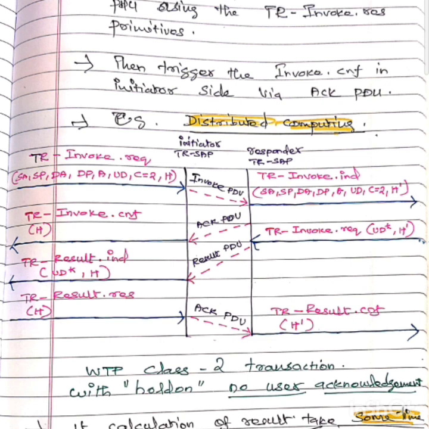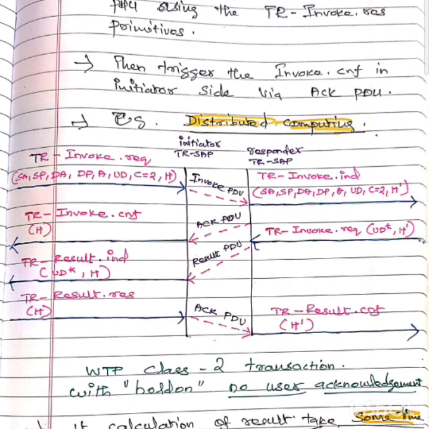With user acknowledgements we have one problem, because the responder side user takes time to process the request. Calculation of the result takes some time. So the initiator holds on to prevent retransmission of the invoke PDU. If it takes a long time, what will happen? The receiver waits for some time, then again retransmits the invoke PDU. If you want to avoid this problem, they use a hold on method to prevent retransmission of an invoke PDU.